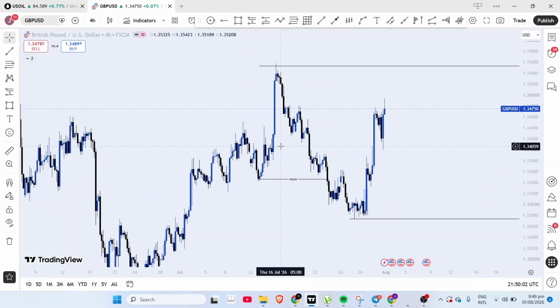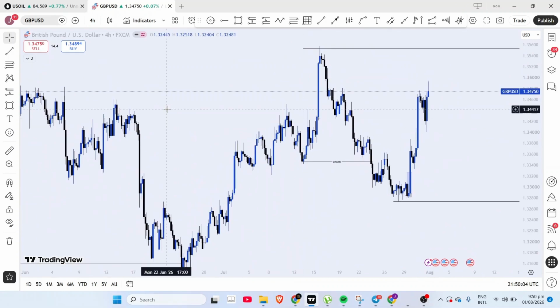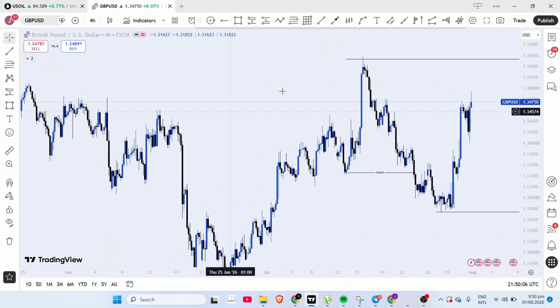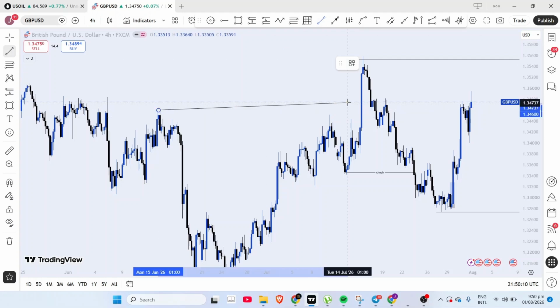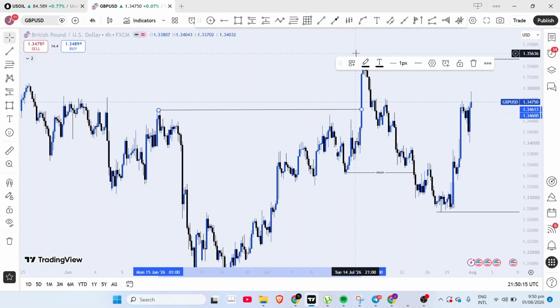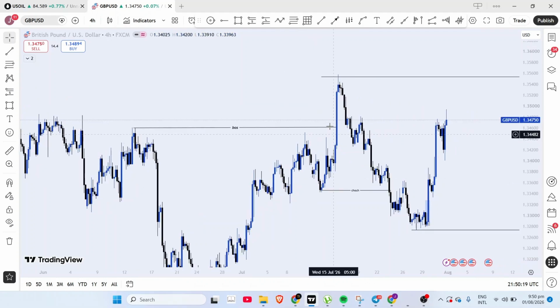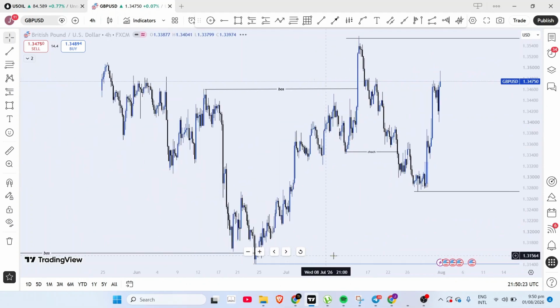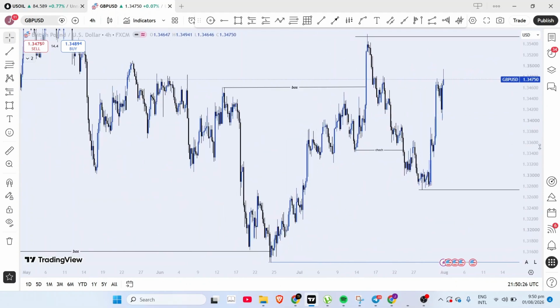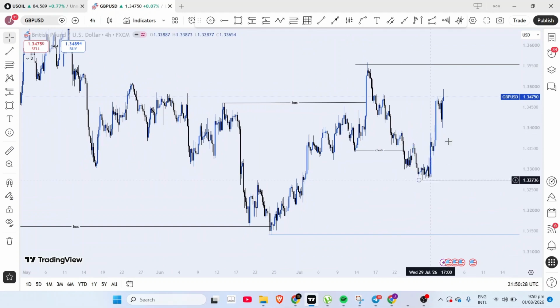As you can see, we've made an overall break of structure here. This is the overall BOS into that higher high we currently have. You can see price was reacting strongly, buying strongly. I think this was the point of interest.